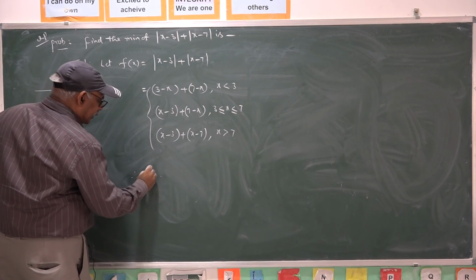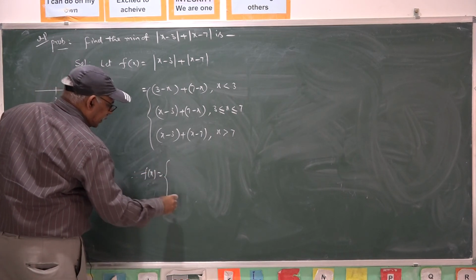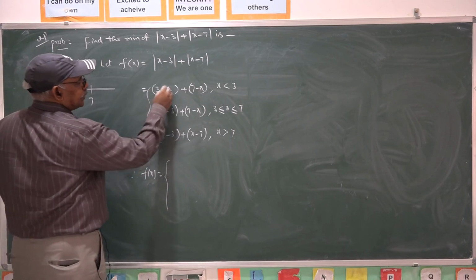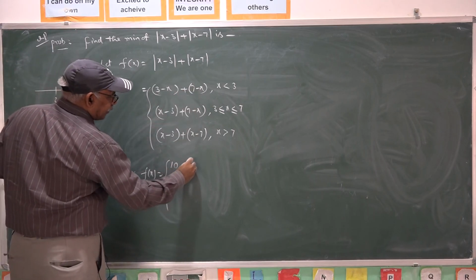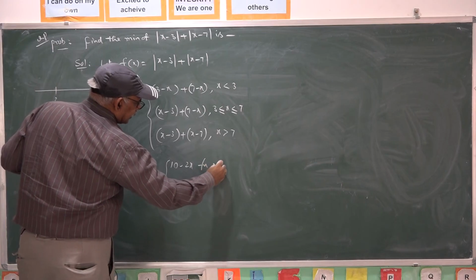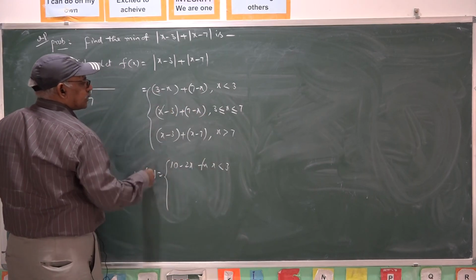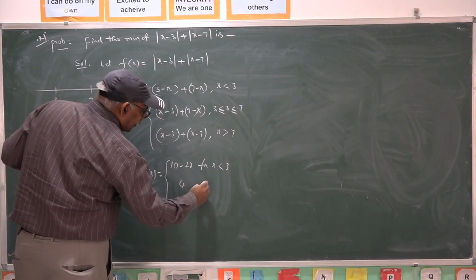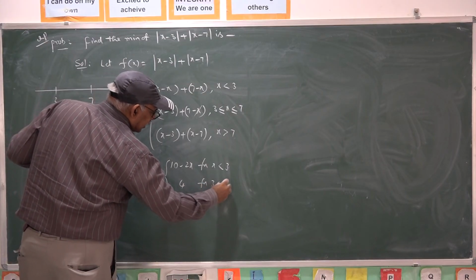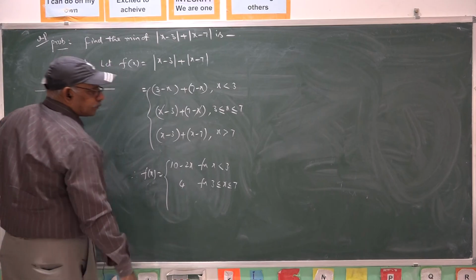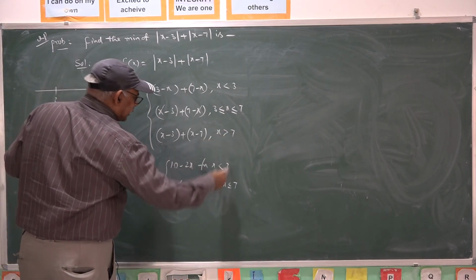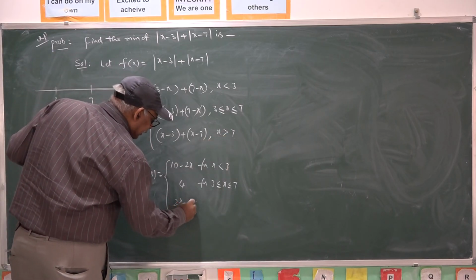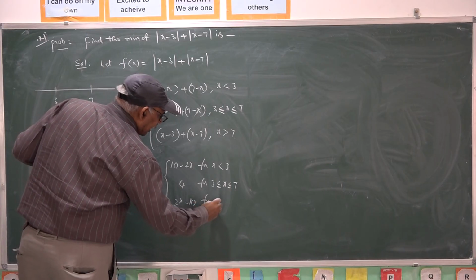Therefore, f(x) is defined as 10 minus 2x for x less than 3, 7 minus 3, that is 4, for 3 less than or equal to x less than or equal to 7, and 2x minus 10 for x more than 7.